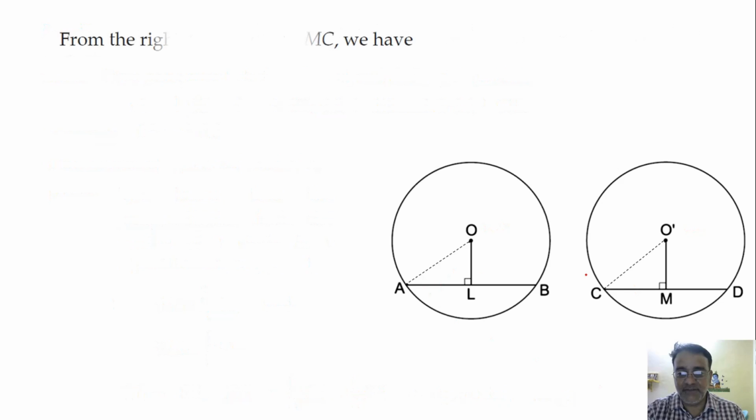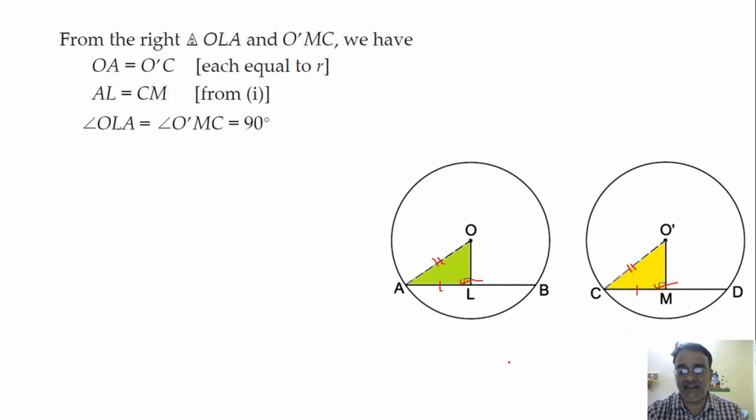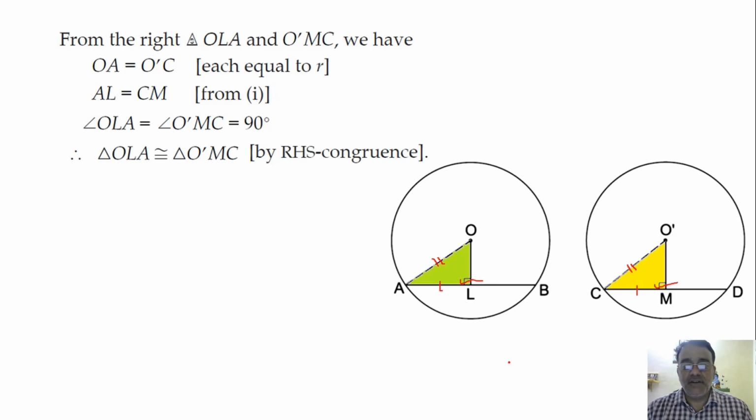Right, now we are going to take these two triangles. AL is equal to CM, proved above. OA is equal to O dash C, radii of the congruent circles, and these two angles are equal, each 90 degrees. So these two triangles are congruent by which criteria? RHS. Right, RHS congruence rule. So OL is equal to O dash M by CPCT.